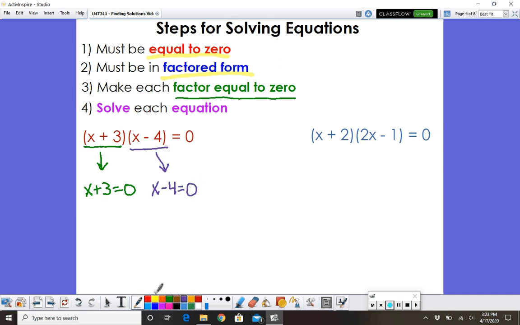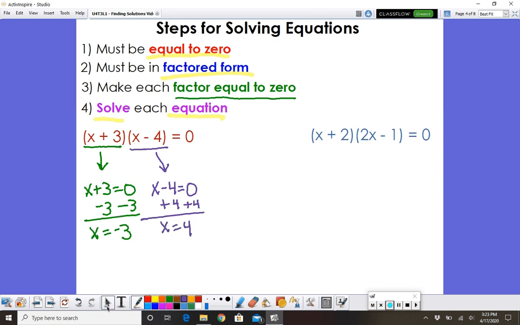And then my last step in this is to solve each equation. So I have to solve each one to see what I could possibly have. So this is just solving a basic one-step equation here. So x could be negative 3, or when I solve this one, we see that x could be 4.